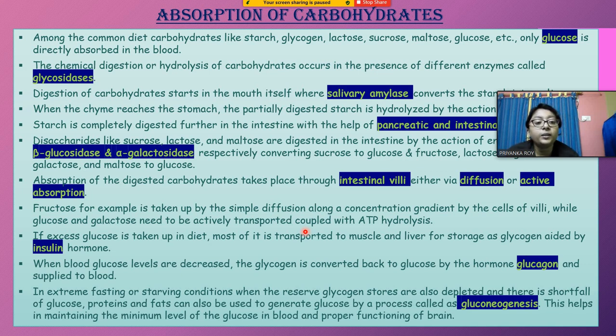Now, in cases when the individual is fasting or starving for a long time, the reserved glycogen stores are also depleted and there is a shortfall of glucose. Therefore, non-carbohydrate sources like proteins, fats, etc., start generating glucose by a process known as gluconeogenesis. Now, this helps in maintaining the minimum or basal level of glucose in the blood, and therefore the proper functioning of the brain.